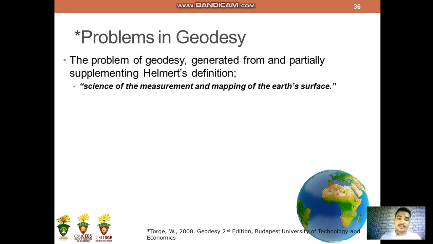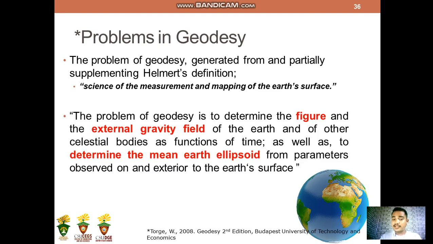So Helmholtz definition is the science of measurement and mapping of Earth's surface. When we talk about Earth's surface, it deals with the figure of the Earth. Kung if ever we are going to talk about Earth's surface, kambal din niya sa iyahang term is ang figure. So the problem of geodesy is to determine the figure and external gravity field of the Earth and of other celestial bodies as functions of time, as well as to determine the mean Earth ellipsoid from parameters observed on the exterior to the Earth's surface.